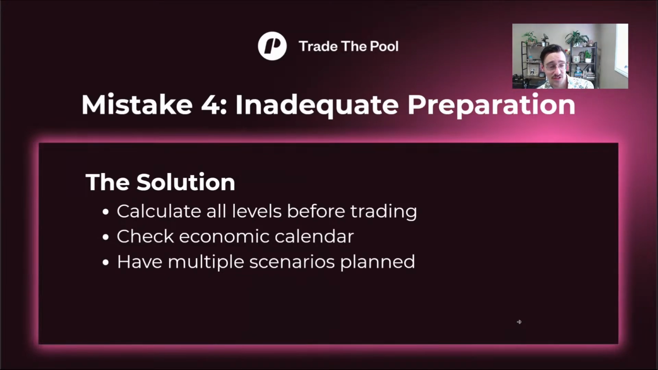So yeah, solutions here: calculate all your levels before trading, have the economic calendar easily accessible. It's in my bookmarks bar and it will never leave. I want to have it just one click away, and then have multiple scenarios planned. Like I said, those contingency plans.